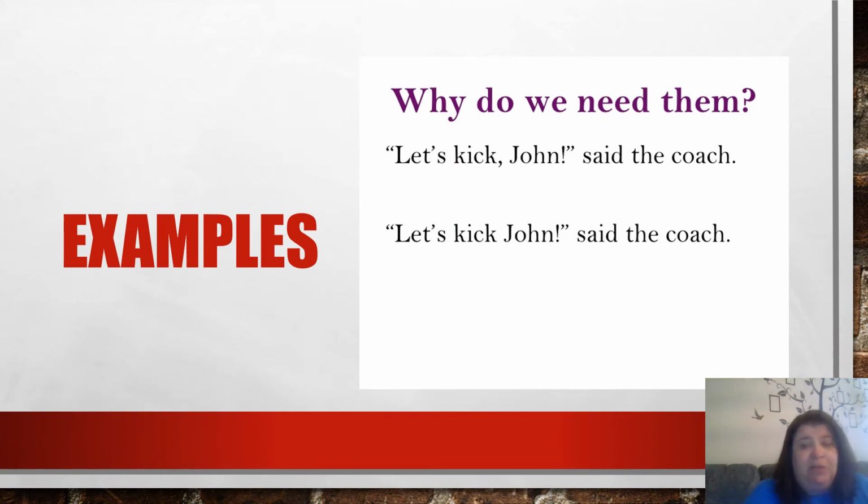So let's look at these two sentences over here. We have, "Let's kick, John," said the coach, with the comma after kick, which, with a comma, you need to pause. But then it says in the next one, "Let's kick John," said the coach. Both of them are the same words, but with that comma placement, we see that in the first sentence, we're telling John to kick probably a ball. But the second sentence suggests that we kick John. So it makes a big difference where we place our comma, because if not, John would be getting kicked at this point.